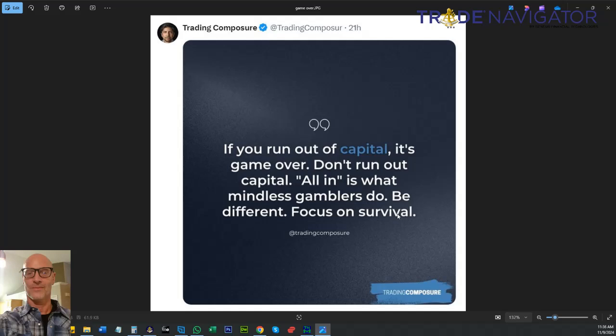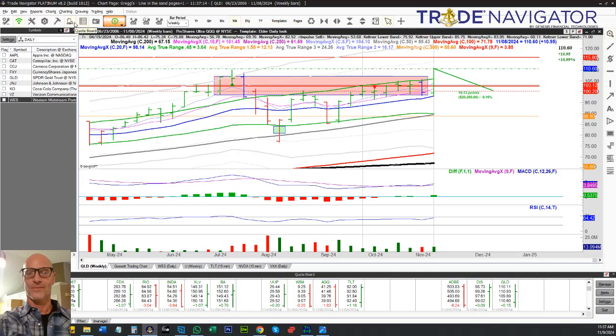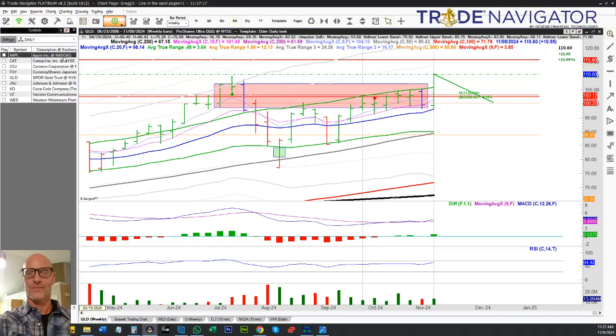One more time, if you run out of capital, it's game over. Don't run out of capital. All in is what mindless gamblers do. Be different, focus on survival. Focus on staying in the game, position size correctly, and never go all in, right? Don't ever go all in. I don't care how good the setup is. So anyway, thank you, Trading Composure. Appreciate that. And now let's get over to the potential trades for next week.